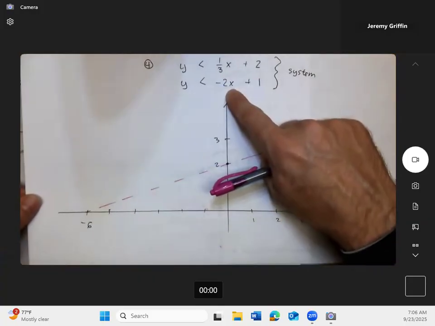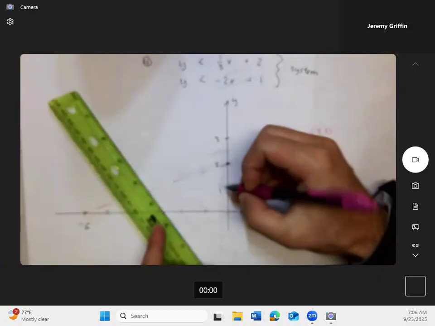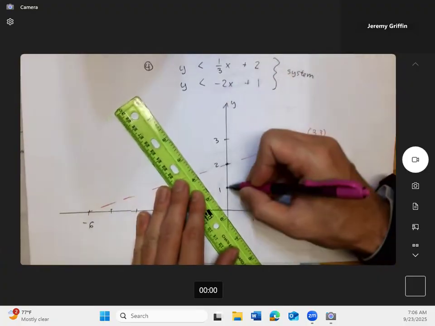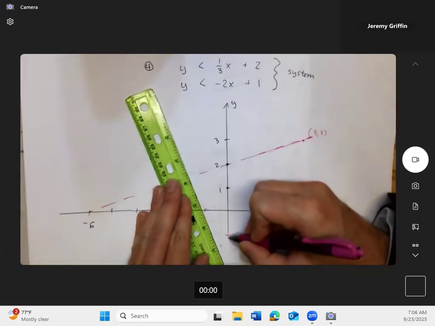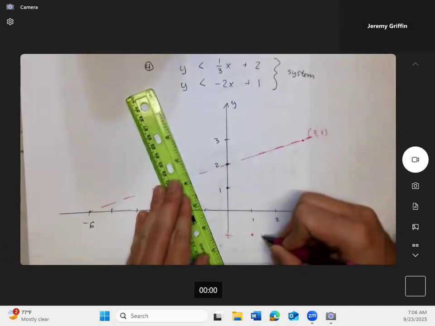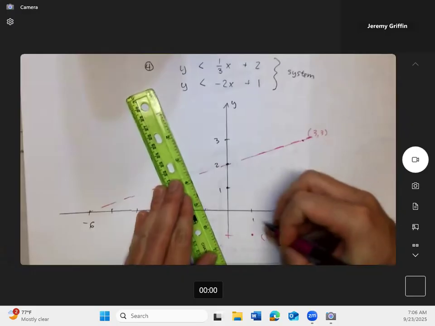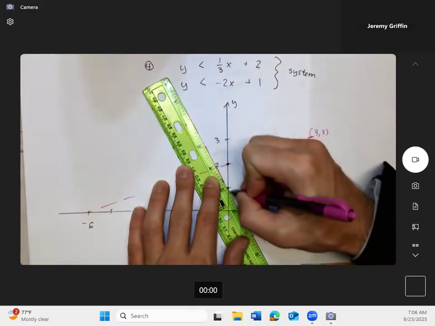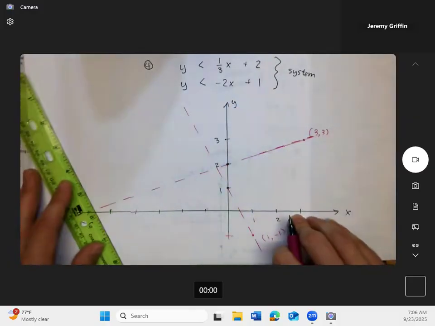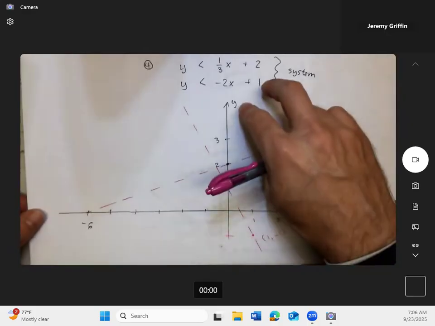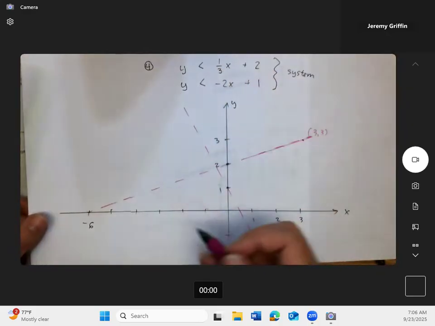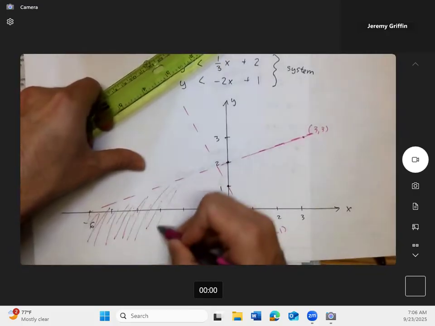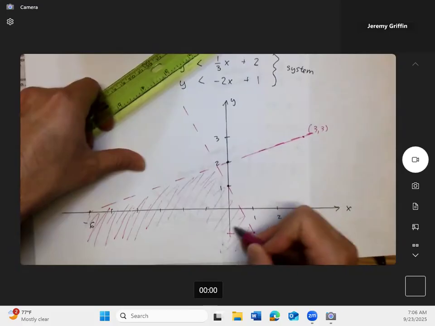Now, what about my other condition? -2x plus 1. So here's my plus 1 right here. Okay. And down 2 over 1, that's like down 2 over 1. So the point 1 comma -1. Okay. And this would also be a dashed line. So it would look like this. Dash, dash, dash, like that. Okay. Now, since the intersection would be underneath both of those first, that looks like this big old area right here. So all this could be the solution.